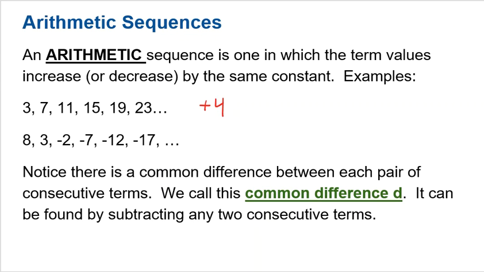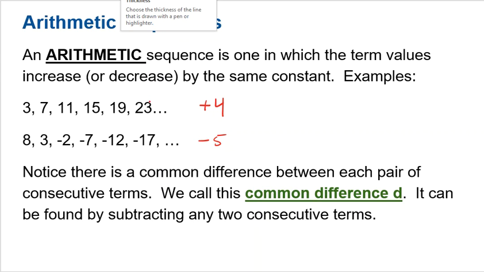In this next example, it's pretty quick to see that each term is going down 5, down 5, down 5, down 5. So in this problem, the common difference is 5. Each term is going down 5. So any sequence that is going up or down by a constant value is considered to be arithmetic.